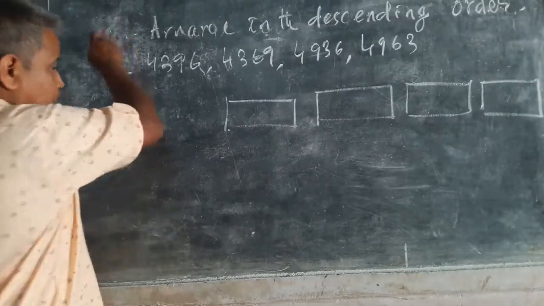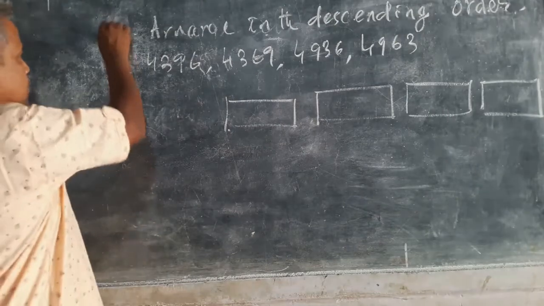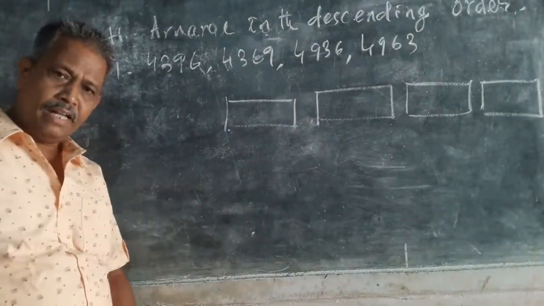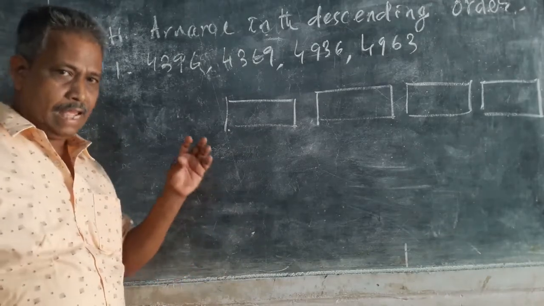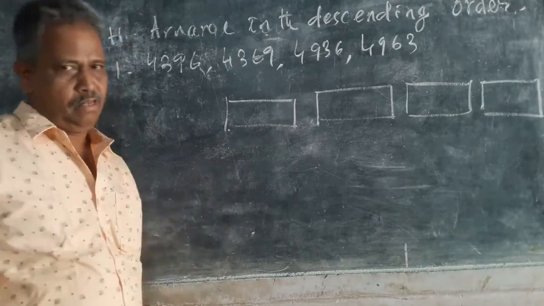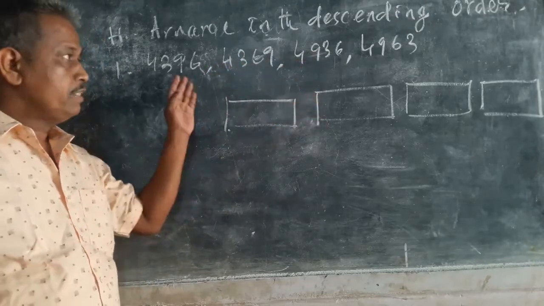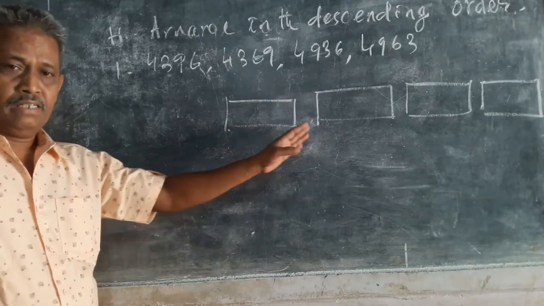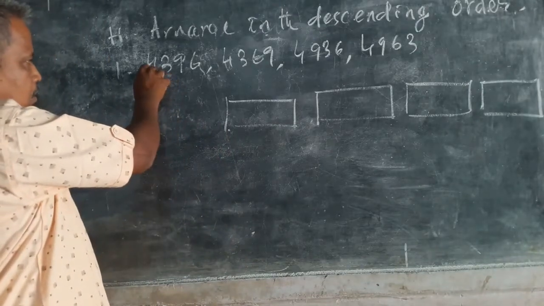See, the next question is arrange in the descending order. Descending order means from large number to small number. How many numbers are there? There are 4 numbers. First we have to write the largest number. Then you see, which is the largest number?